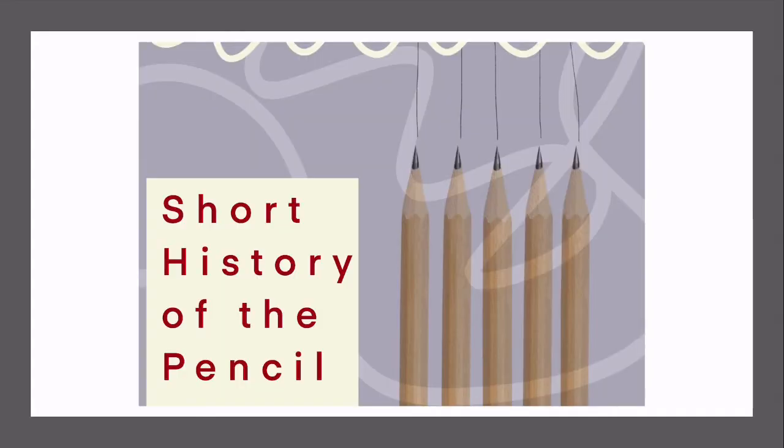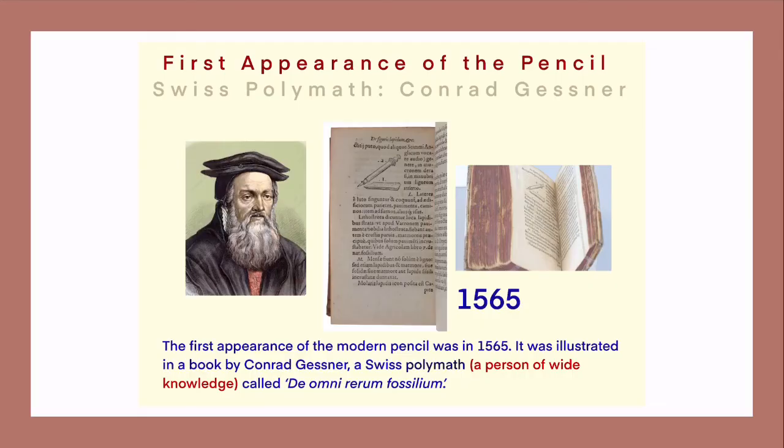But because we're doing this with graphite pencils, I wanted to give you a short history of the pencil. The first appearance of the pencil was in 1565, and it was illustrated in a book by Swiss polymath Conrad Gessner. The book De Omni Rerum Fossilium showed the first dated illustrated pencil.